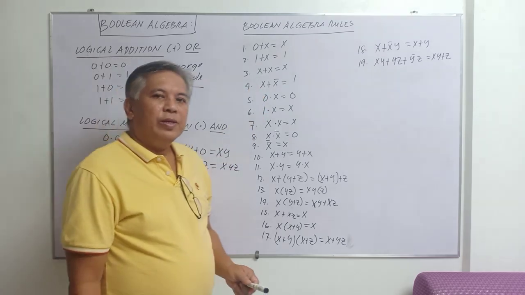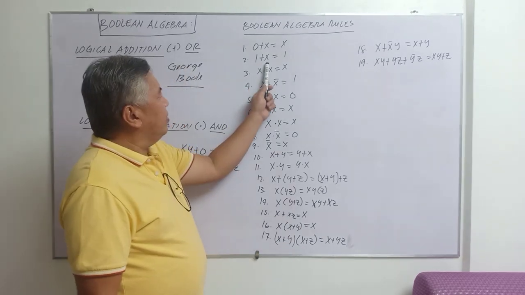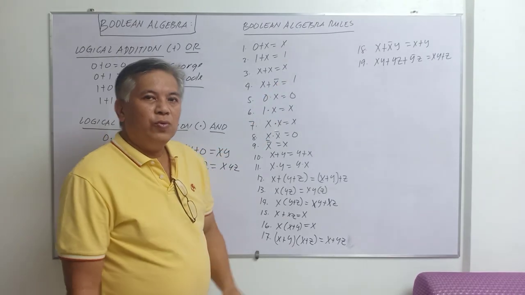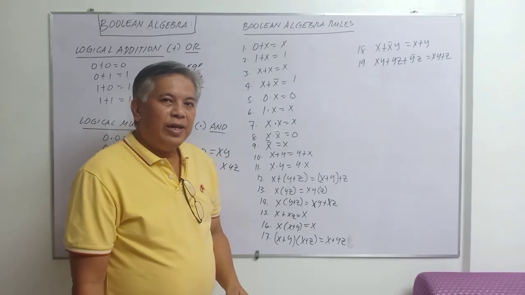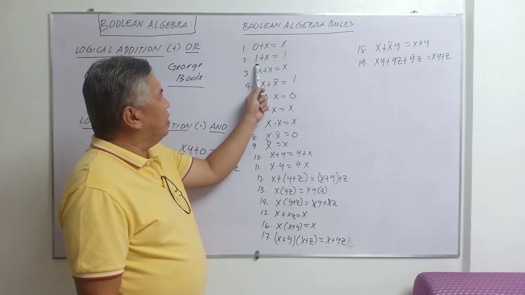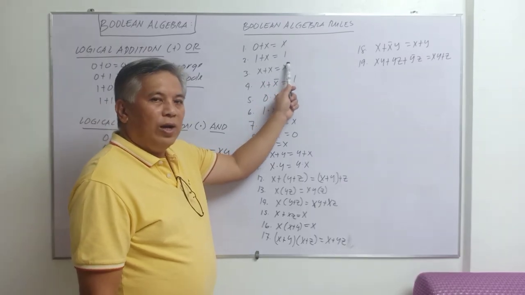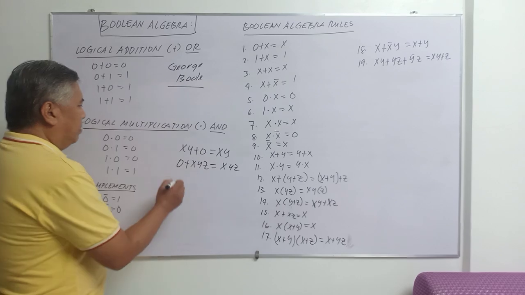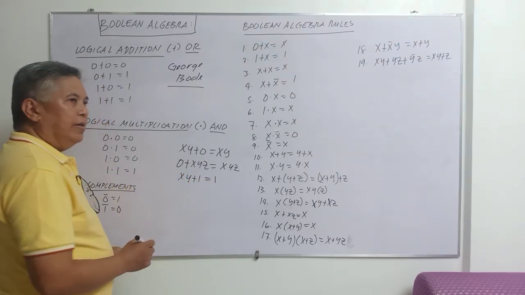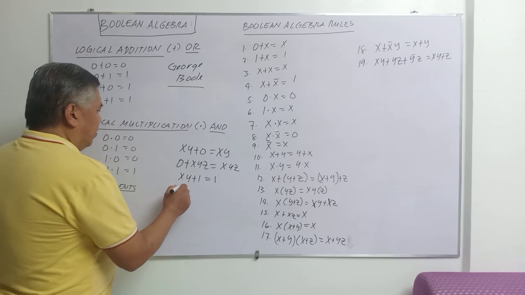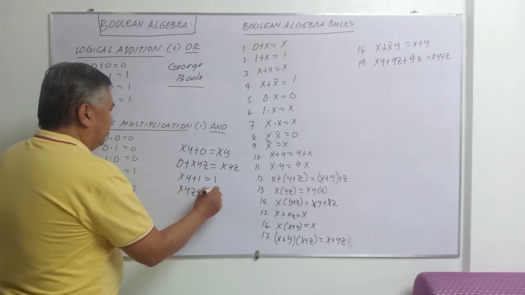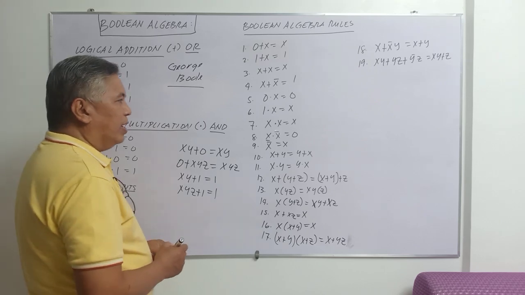Rule number 2, any variable or variables added to 1 is equal to 1. Again, any variable or variables added to 1 is equal to 1. For example, xy plus 1 is equal to 1. Or xyz plus 1 will still be equal to 1.